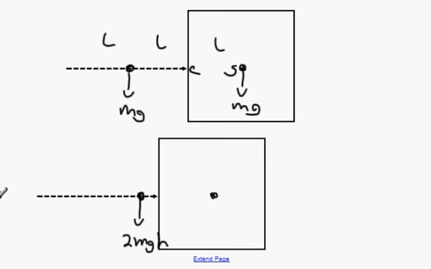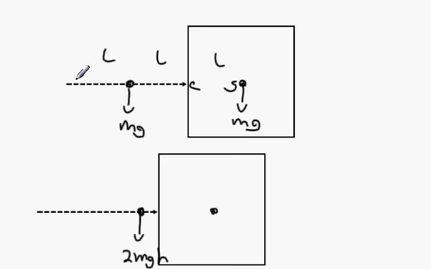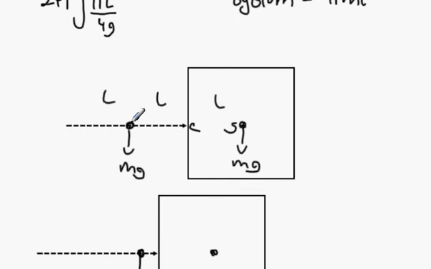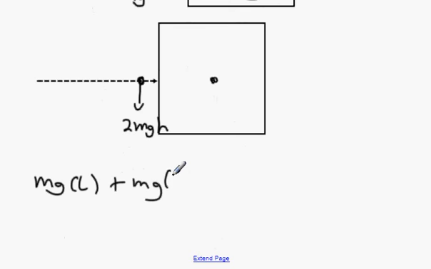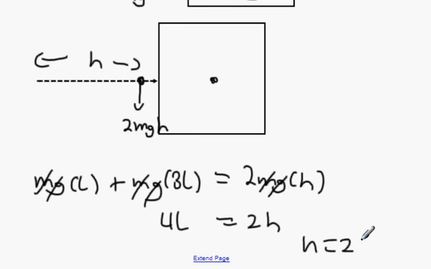Sorry guys, be with you one second. So what's going to happen is we're going to take moments about P. The sum of the moments is mg times L, plus mg times 3L. That's going to equal the moment of the system, which is 2mg times h. Cancel the mg's. 2h equals 4L, so h equals 2L.